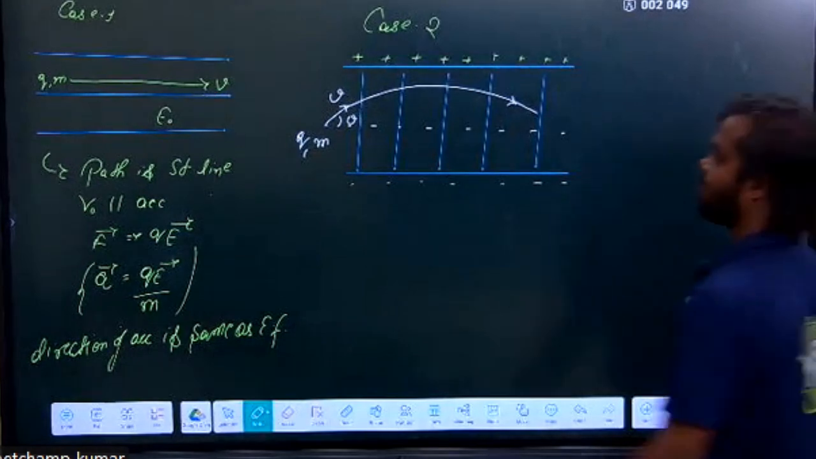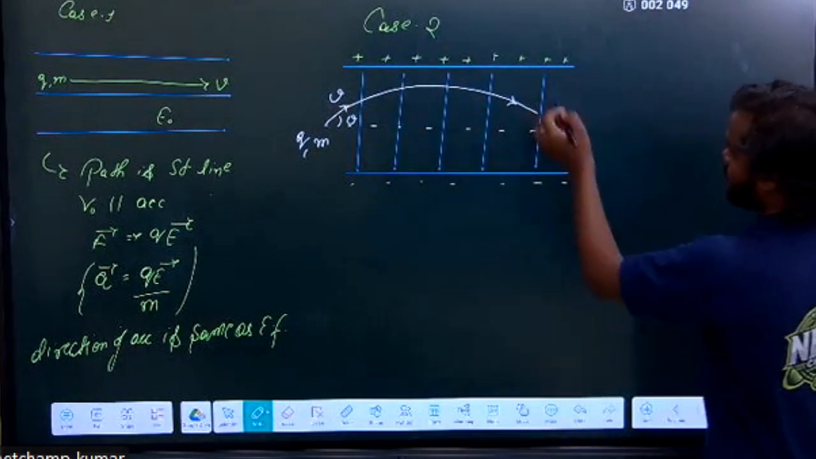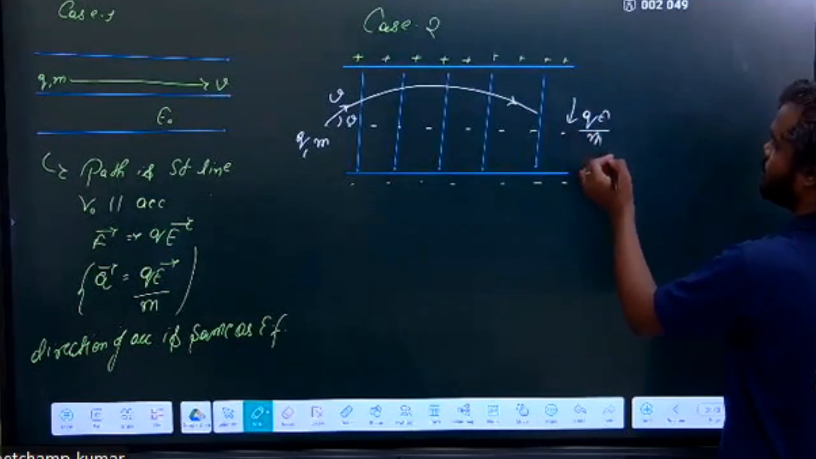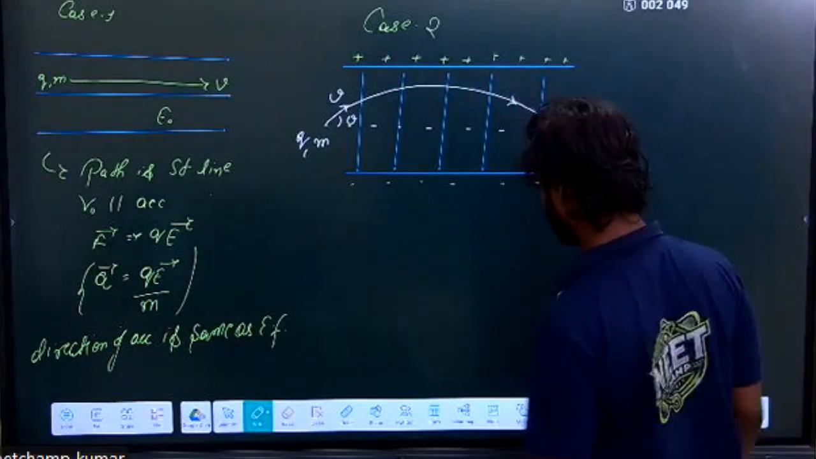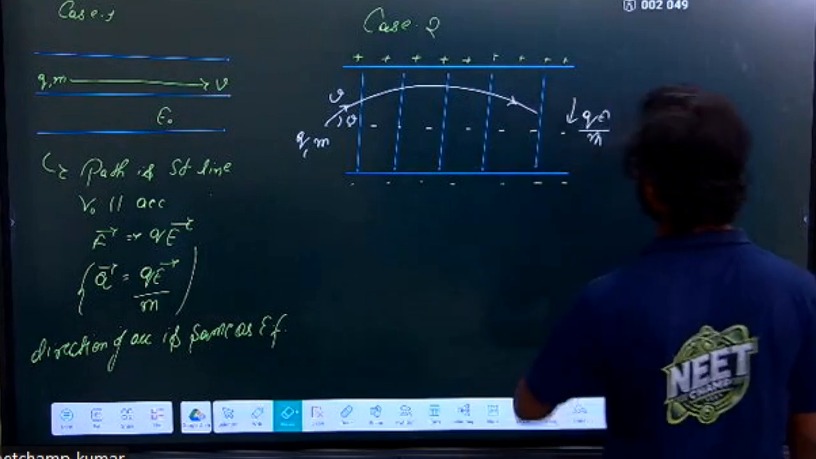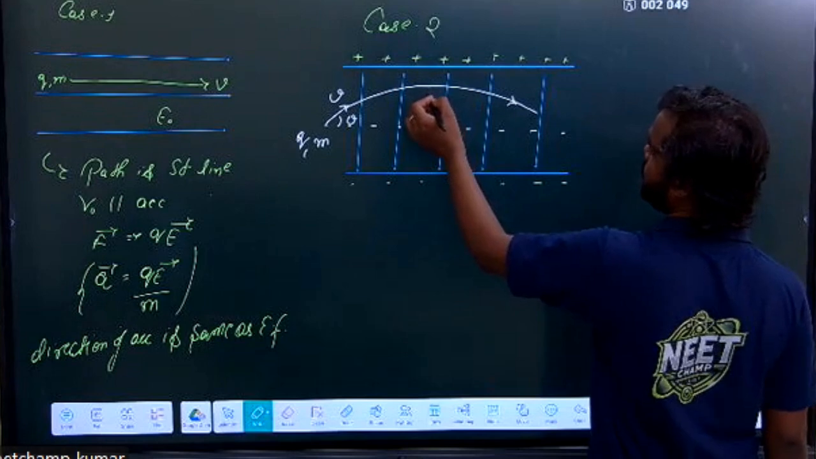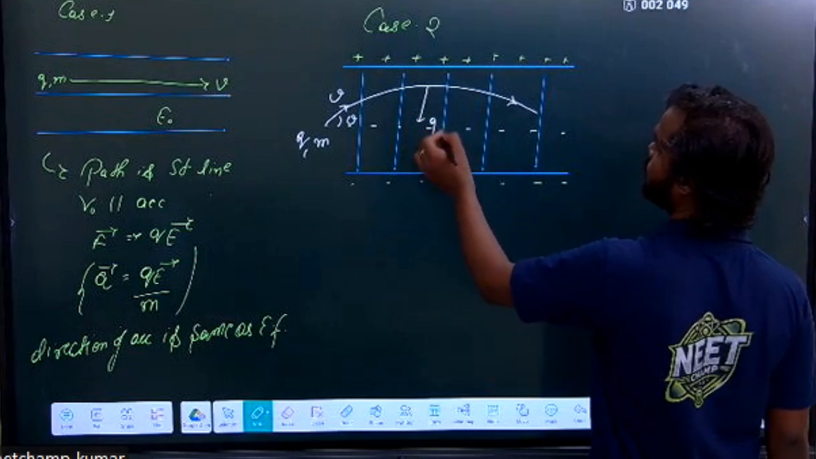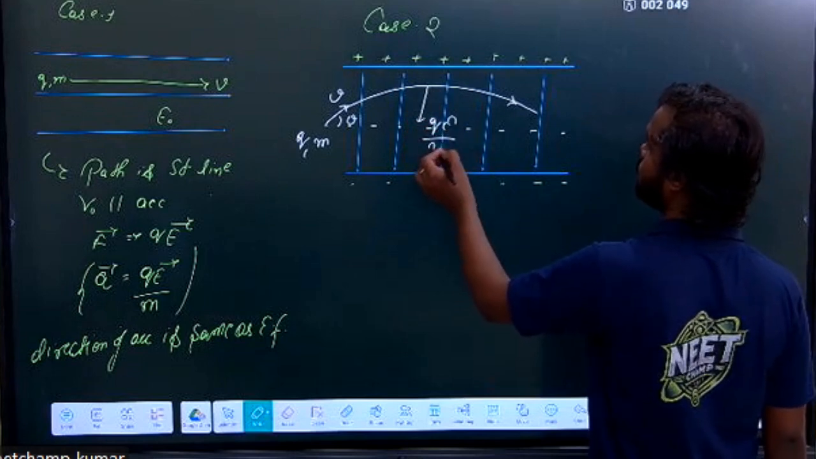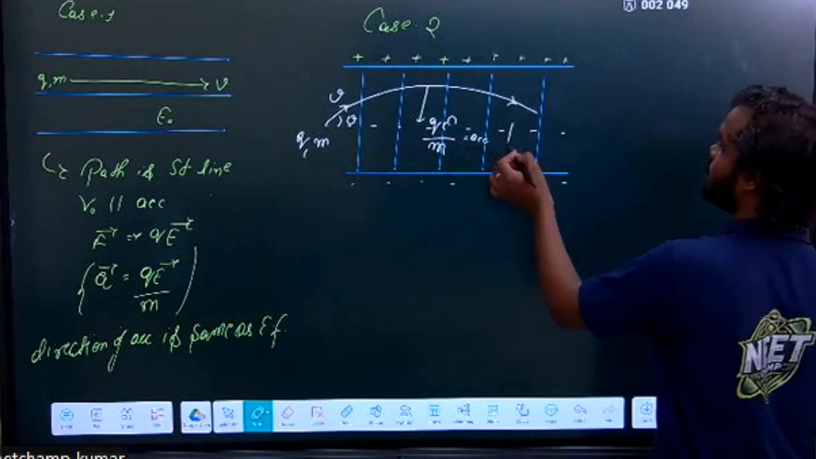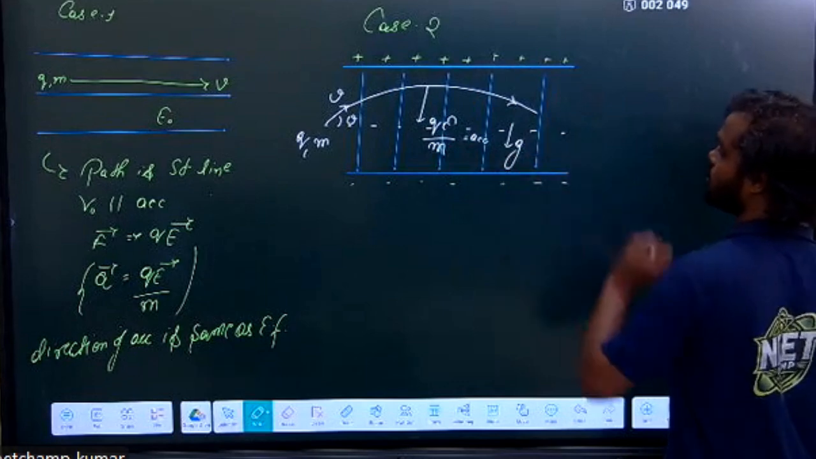Right? I have thrown it. Okay, so you can see in this direction we have a force QE by m. Sorry, force not, acceleration will be there in this direction, because the charge, there will be force acting in this direction, q into e, right? So acceleration will be QE by M. That is the acceleration here. And also the gravity will also act. G will be also there.